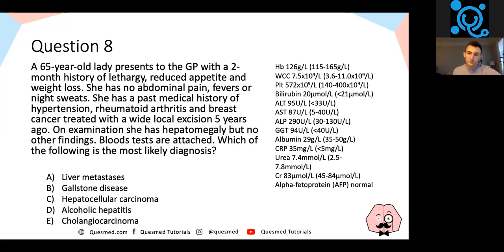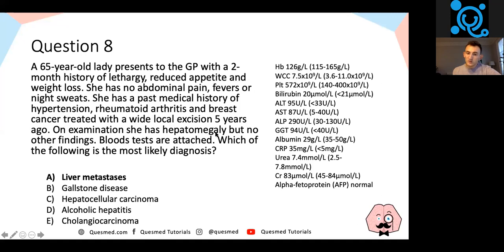So A and E, the most common options there. So the answer to this question is A, liver metastases. So this is a lady who's presented with lethargy, reduced appetite and weight loss, which is obviously a red flag feature. She's got no abdominal pain, which makes gallstone disease very unlikely. She's got no fevers, no night sweats. She's got a history of breast cancer. So recurrence, it's always important to think about recurrence.